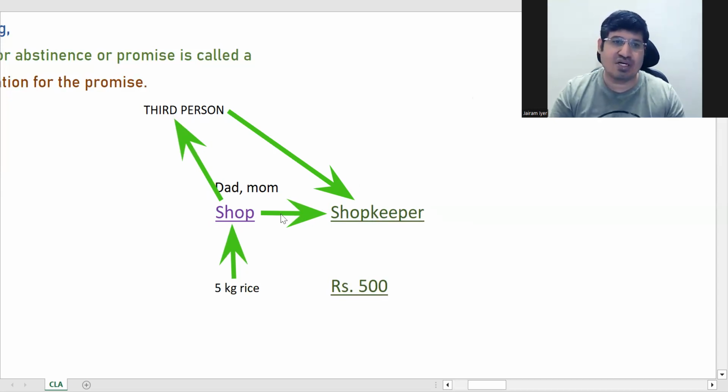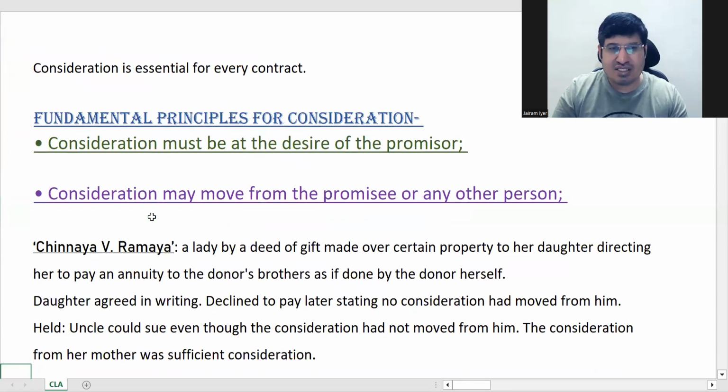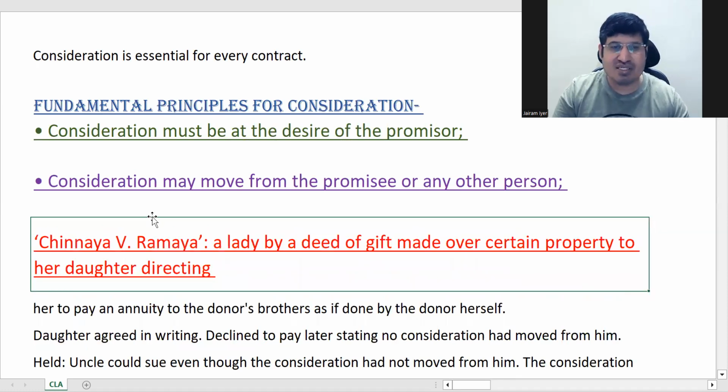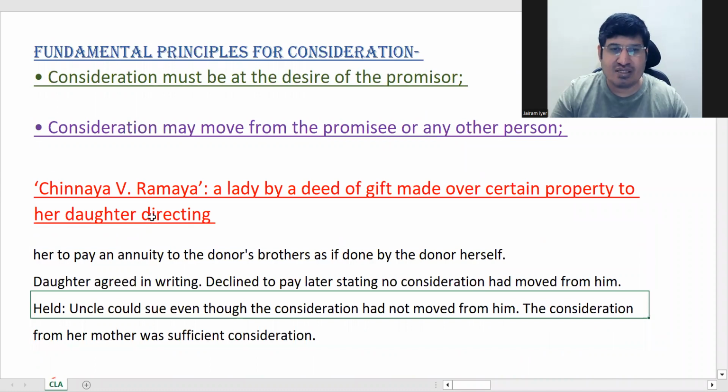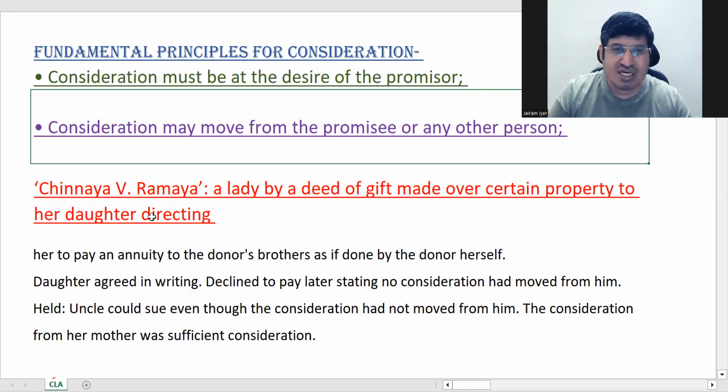So this particular thing which I have told you now is a part of a famous case law, Chinnaya versus Ramaya. So in this, what happened is there was an old lady. In this case, it was established that consideration can move from the promisee or any other person.